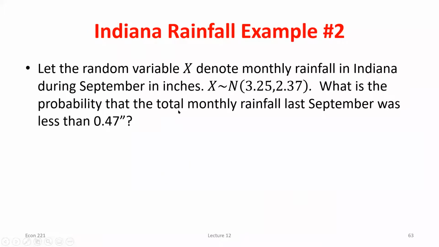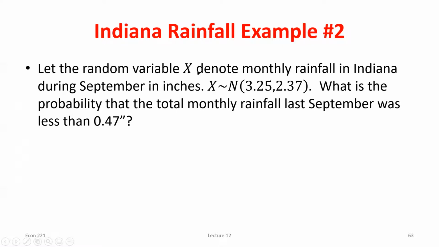What if instead I look at September rainfall? I know that it's normally distributed. What's the probability that we get total monthly rainfall of less than 0.47 inches? This was actually how much we got this last September. Sometimes I pay attention to the weather and think about using these examples for this class, and this one was pretty interesting. On average, we get 3.25 inches of rain in September with a variance of 2.37. We saw 0.47 last September. What was the probability we saw that or anything less?